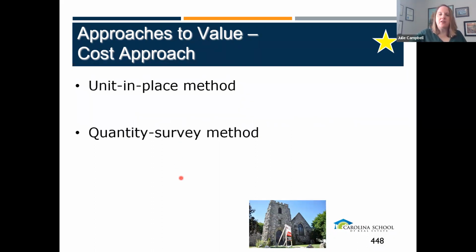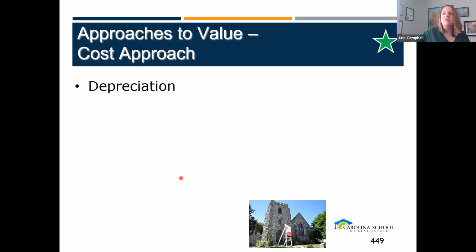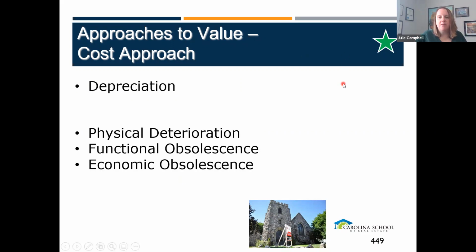When the appraiser is studying the structure, they have to take into account depreciation. As buildings age, they lose value. Depreciation is the loss in value for any reason. And the appraiser considers three different types of depreciation. We're going to break these down and talk about them.